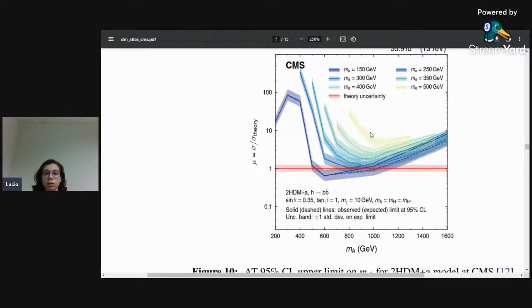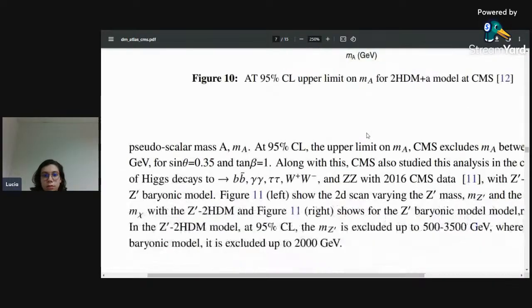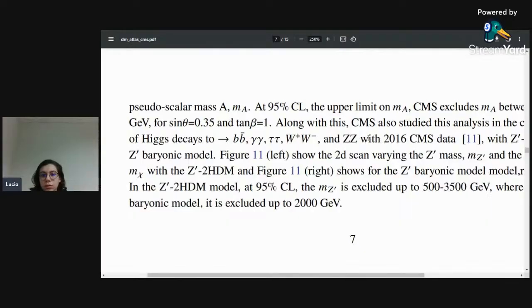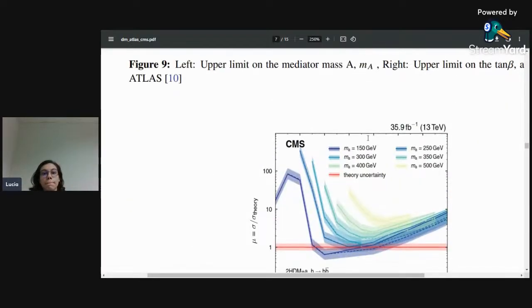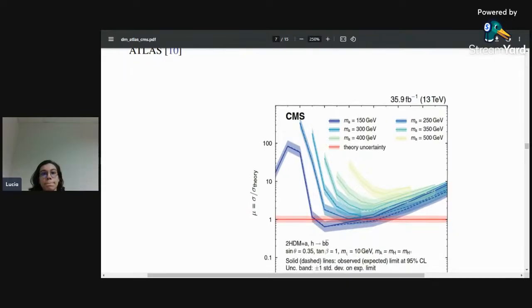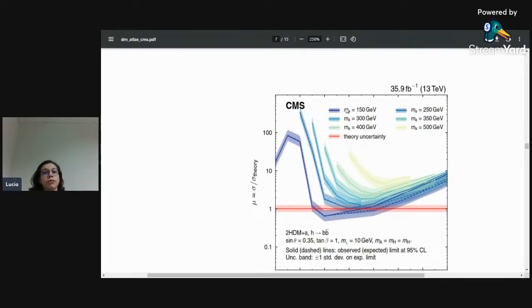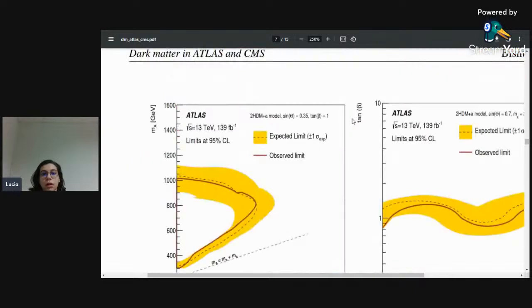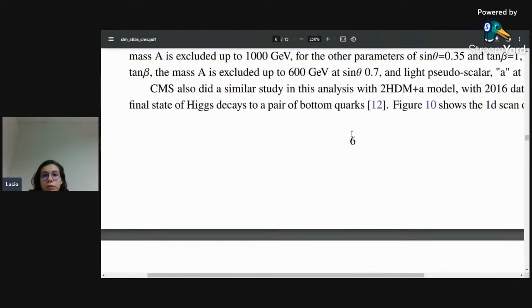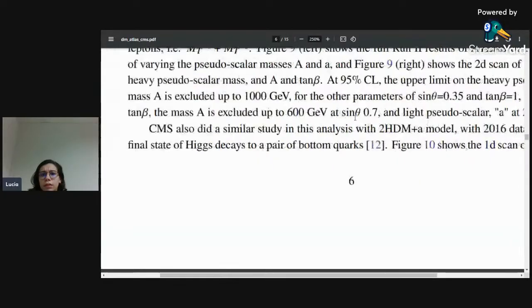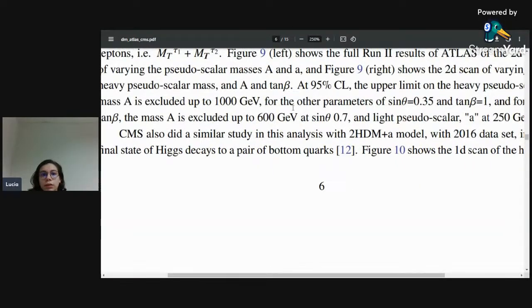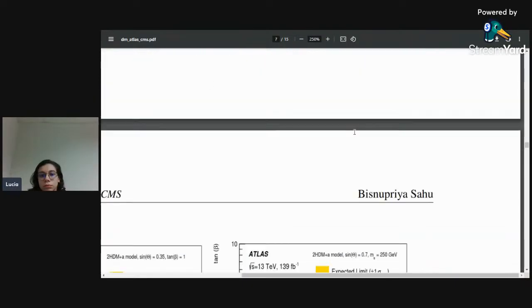Okay. Let me see this exclusion. Every stream is the comparison between the cross section, the data, and the theory, considering different masses for MA, different parameters. Yes. Let me just see if they talk about it. Okay, mass. Here, I think they talk about figure 9. No, figure 10 shows.